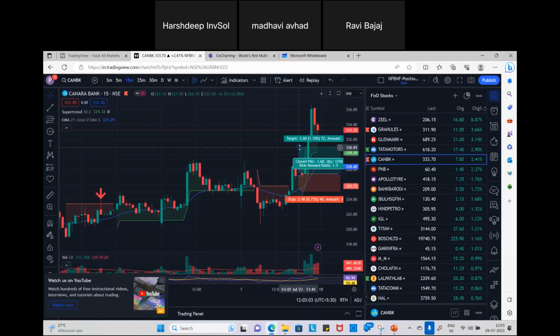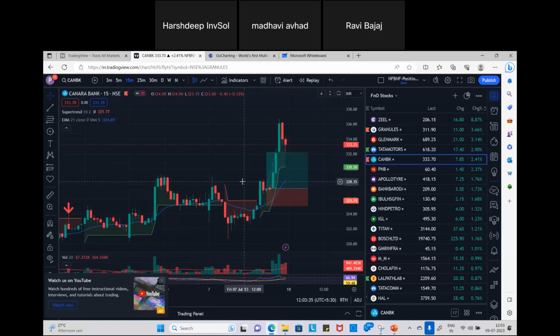And if you see highest level was 1 is to 3.3 is your risk reward. But if you just look at 1 is to 2, that should be, I think, fine. Intraday 1 is to 2 is good returns. ठीक है, that's your Canara Bank.